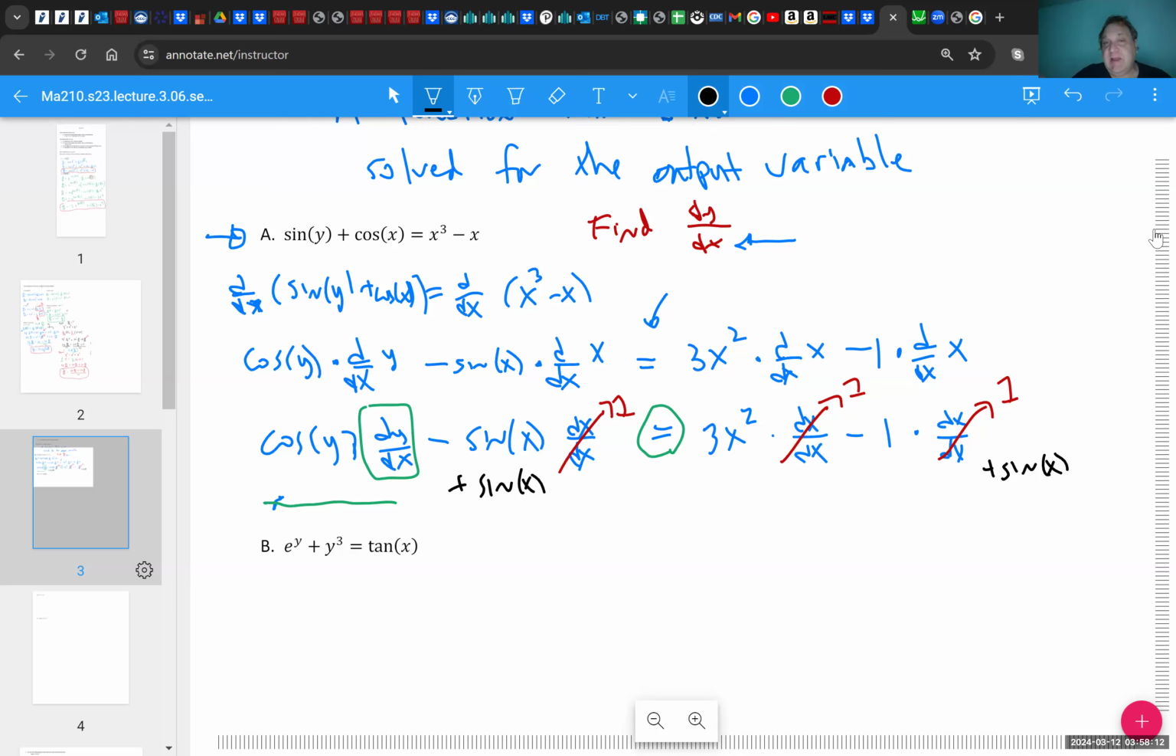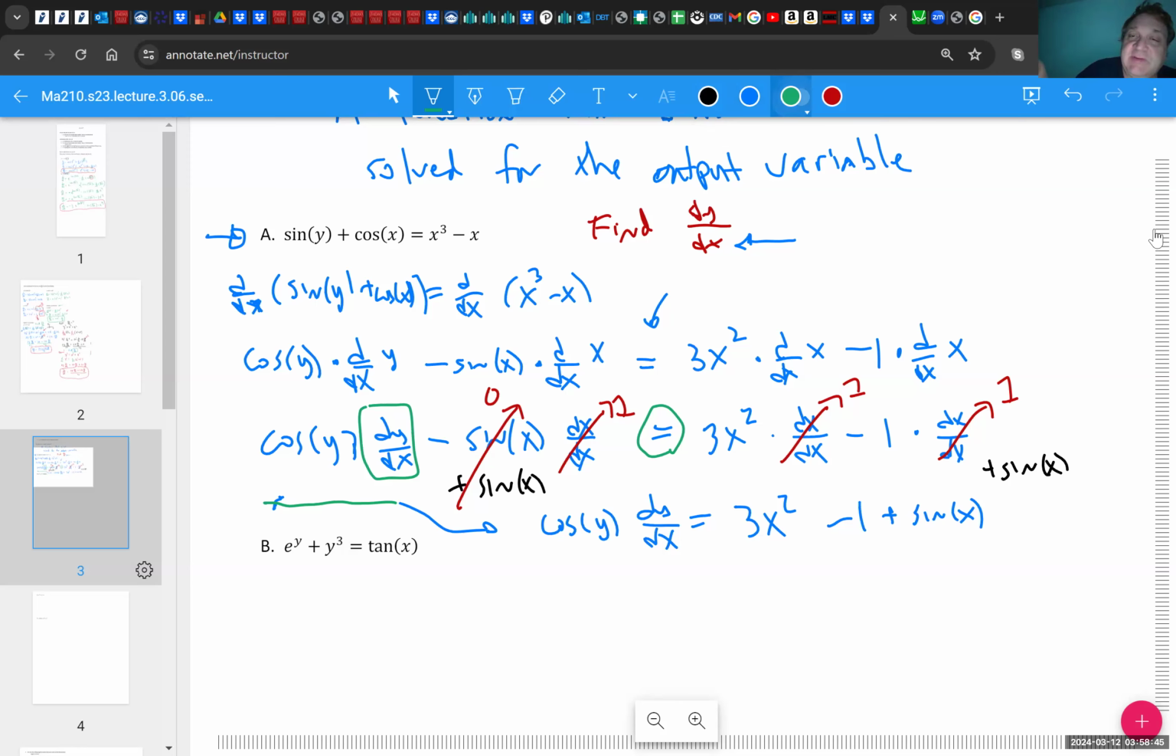Minus sine x plus sine x is going to equal 0. That's why that goes away. And I don't really have much else to simplify. So what I have here on the left-hand side, I'm going to have to go over here because I'm out of space. I have cosine y dy/dx. I have my 3x squared times 1. I have my minus 1 times 1, and I have my plus sine x. So now I moved everything to the one side that doesn't have dy/dx in it.